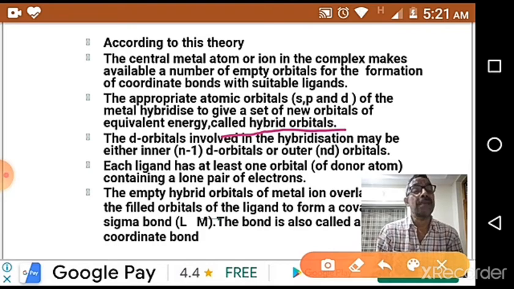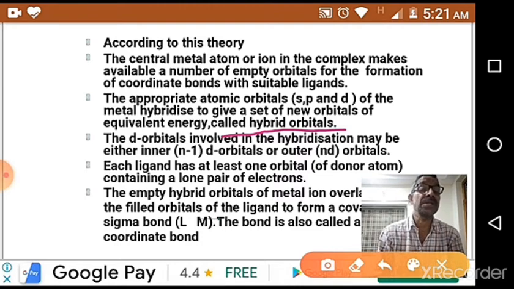We know what hybridization is. After hybridization, we get orbitals of equal energy, so an equal number of orbitals. Some number of orbitals undergo intermixing. After that, it will give an equal number of orbitals with equal energy. So that is the importance of hybridization.